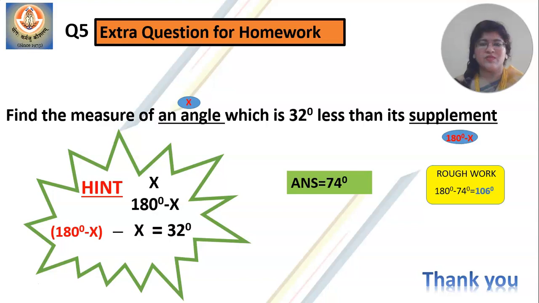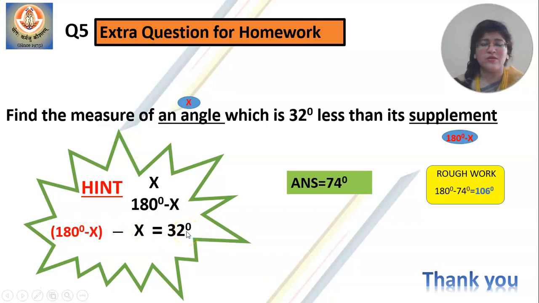Till here is it clear? So let the measure of the angle be x. Therefore, its supplementary angle will be 180 minus x. All you have to do is just go with the flow. They have told you here that the angle is less than its supplement. That means this is more. If x is given as less, that means this is more. So take this angle first, 180 minus x. This angle is more than x. So it is more than x by 32. So the difference between these two is 32.